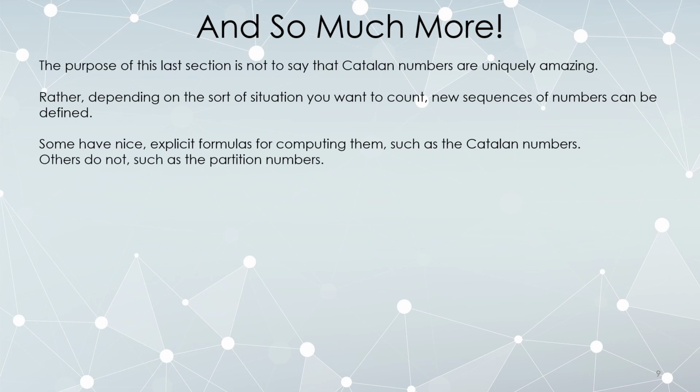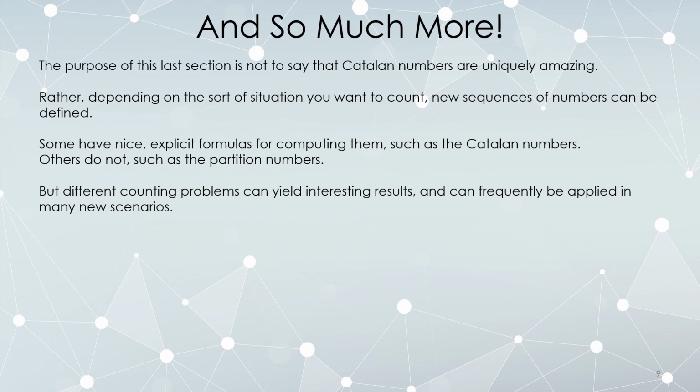But other really reasonable things to define do not have explicit formulas, at least not known as of yet, like the partition numbers. How many ways can I write the integer n as a sum of positive integers? We don't have an explicit formula. At best, we can compute the values as we need them, just by laboriously computing them out. But different counting problems can yield interesting results and can be applied in many new scenarios. Depending on what you are studying, a new problem might arise and you might need to define an entirely new sequence of numbers. Here are some related questions that are studied in combinatorics.